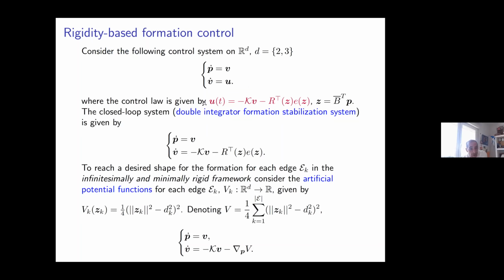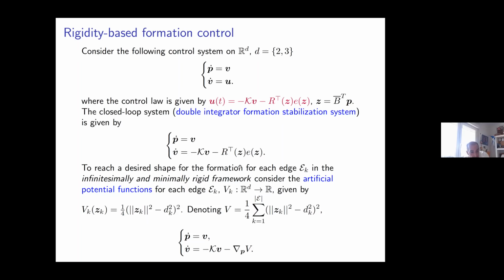And if we use this control law, where here e denotes a stacked vector of relative positions between all the agents, and K is a gain matrix for the agents where the gains are all positive, then this system is stable. So with this control law, we can reach a desired shape, as in exponentially stable, and it's called the double integrator formation stabilization system, the closed loop system. So with this control law, we construct the closed loop system, and this is a stable system.